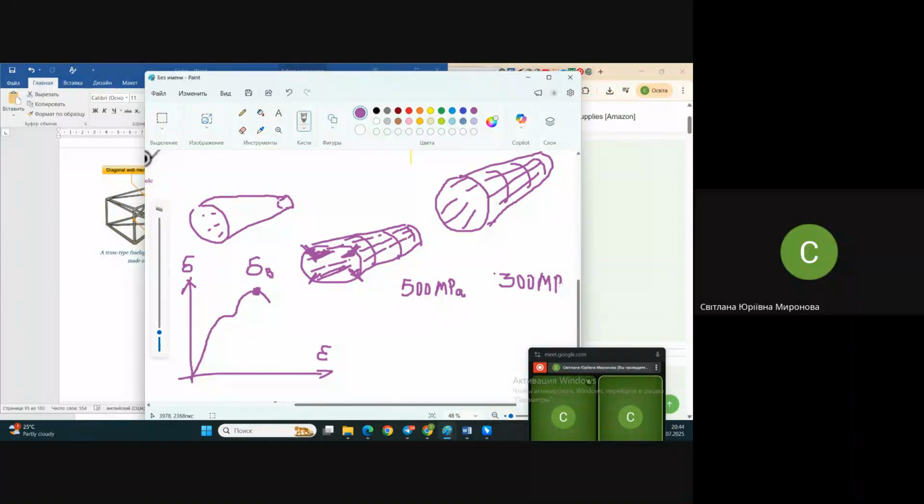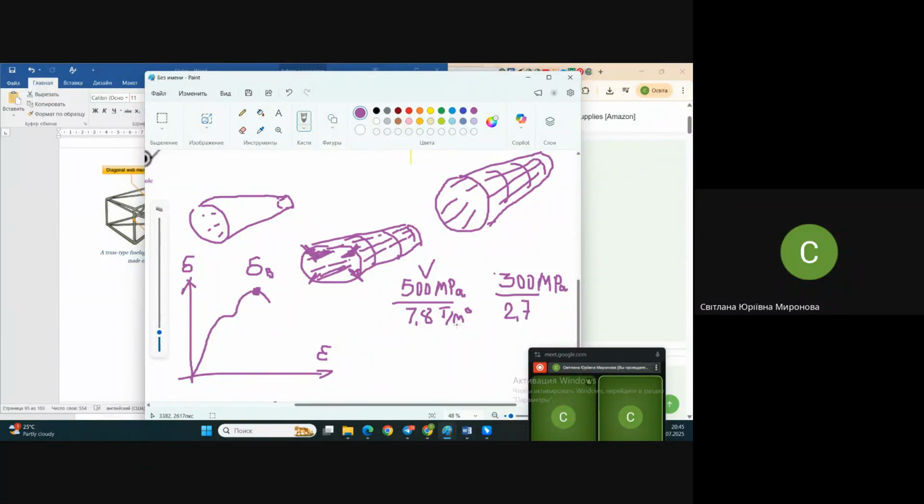To provide aircraft strength, which one is better to take? Seems like steel is better. But now let's see. Density, so-called specific strength. The strength of elementary volume of material, let's say. Density of steel is 7.8 ton per meter cubic. And density of this high strength aluminum is 2.7 ton per meter cubic.